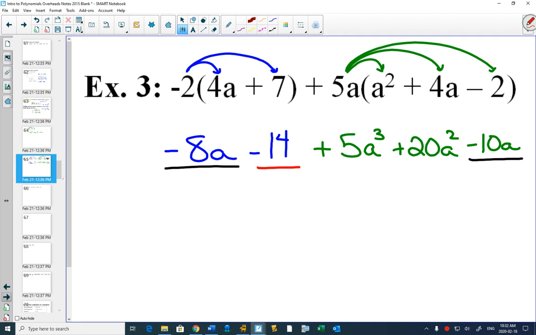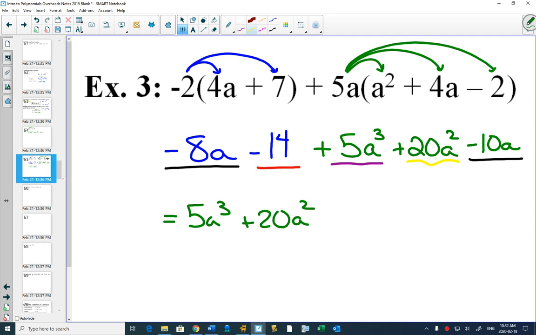No. What about the 5a cubed? Anything go with the 5a cubed? No. What about the, well, obviously there's only one left and it doesn't match anything else. So the only like terms I have are the black ones. So when I write my final answer, I'm still going to have a 5a cubed. I'm still going to have a 20a squared. But the minus 8a and the minus 10a can be combined.